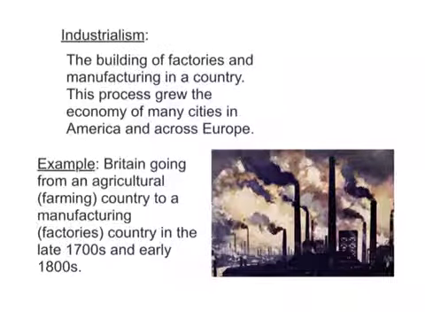Our next key term is industrialism. This is the building of factories and manufacturing in a country. This process grew the economy of many cities in America and across Europe. An example of industrialism is Britain going from an agricultural or farming country to a manufacturing country that produced goods in factories in the late 1700s and the early 1800s. Make sure you're using this example, drawing a picture, or using key terms in the far right-hand side of your vocabulary chart.